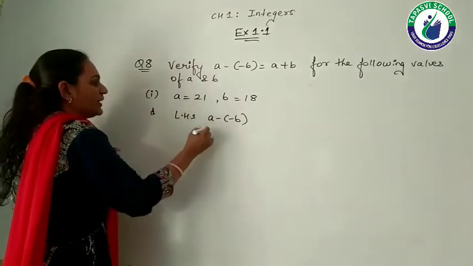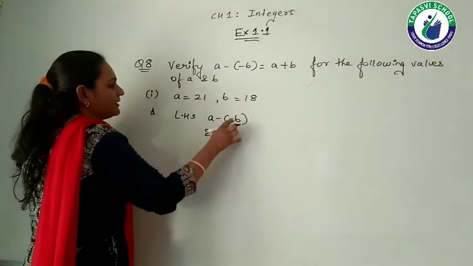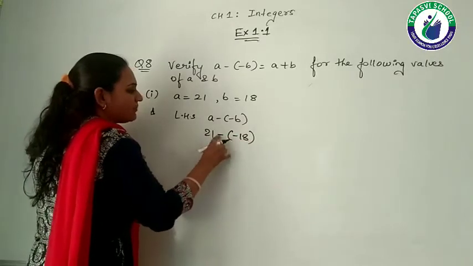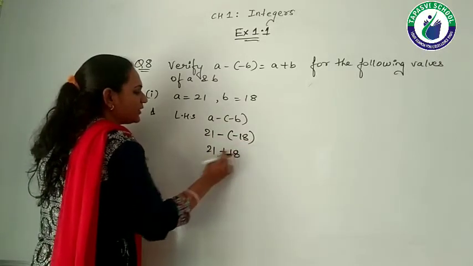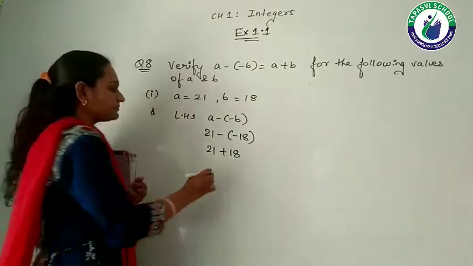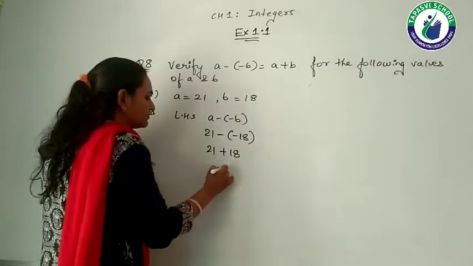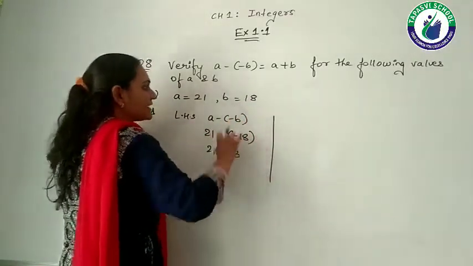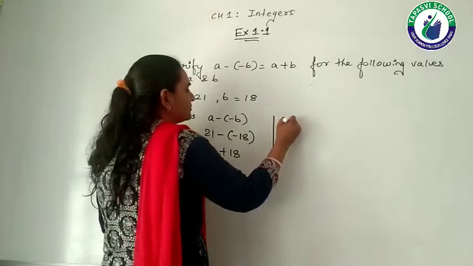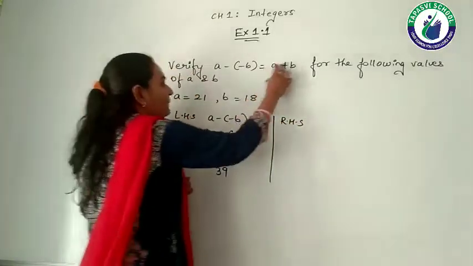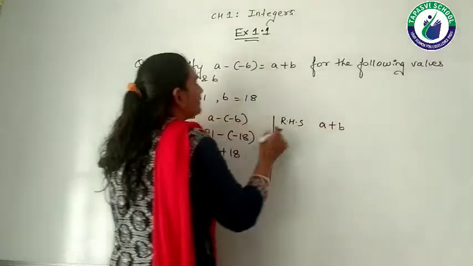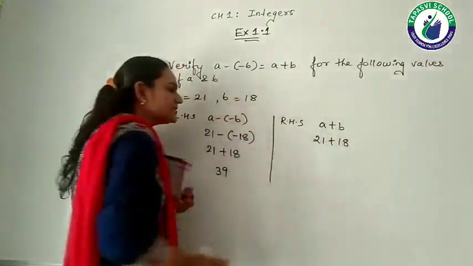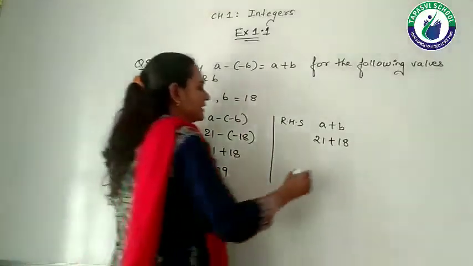What is the value of a? 21. Minus sign. Minus, and the value of b is 18. Now minus becomes plus. So 21 plus 18 becomes 39. Clear? Now I am going to solve its RHS. A plus b, right? The value of a is 21, the value of b is 18. So 21 plus 18, I am getting the answer as 39.